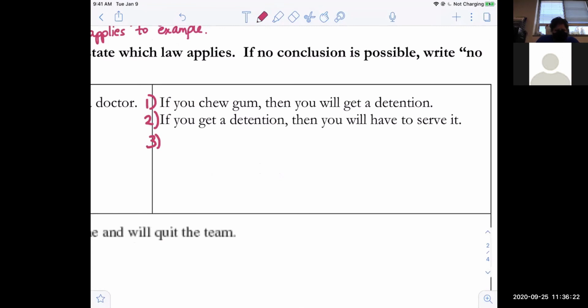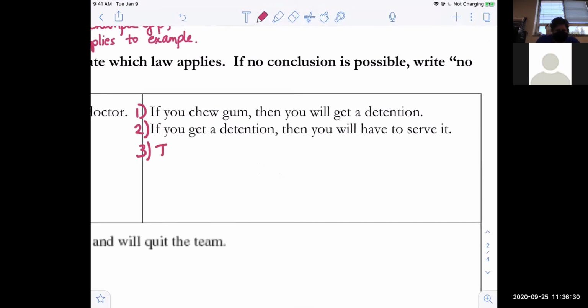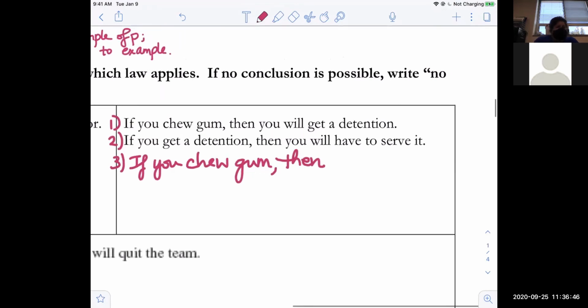I want to talk to somebody who hasn't talked to me today. If you chew gum, then you will have to serve a detention. Notice she didn't say then you will have to serve it, because that wouldn't really make sense. Sometimes when you take out that middle chunk, you might have to reword it a tad so that it actually makes sense. If you chew gum, then you'll serve a detention. So you said it's which law? Did you tell me?